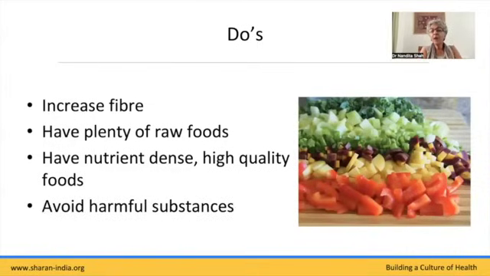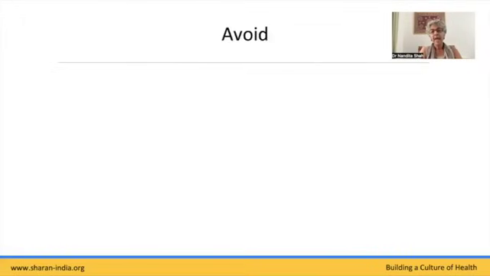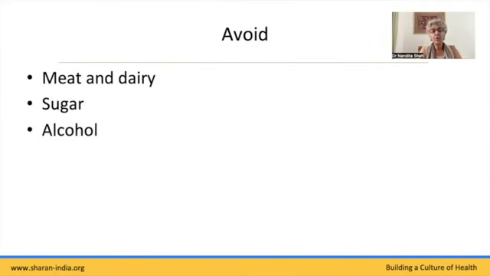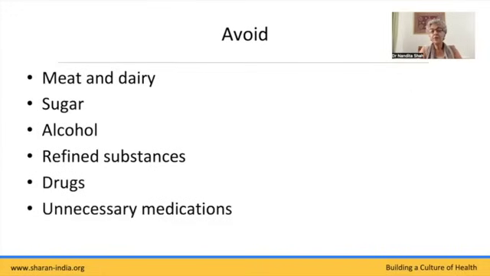And avoid harmful substances. That means tobacco, drugs, coffee, tea, alcohol, anything that you would not give to a baby because you know it's harmful. Don't put it in your own body. And avoid meat and dairy, sugar, alcohol, refined substances, all kinds of drugs, and of course, unnecessary medications.